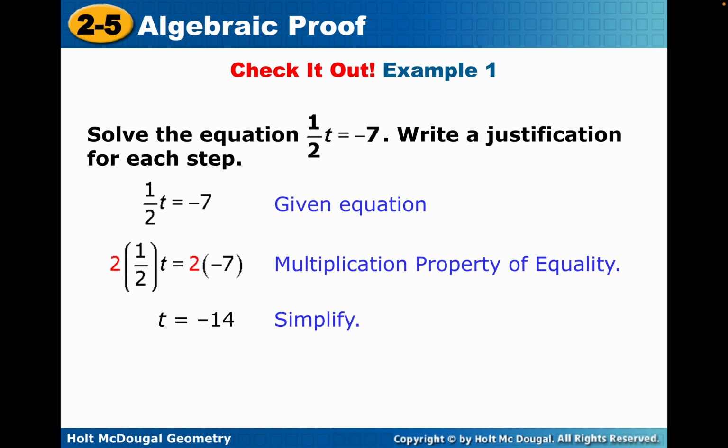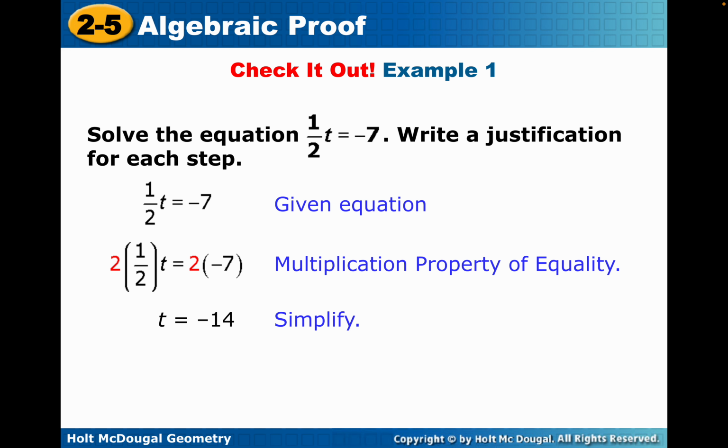Here's another one. We're not going to write this one down, but we have to solve the equation: half of t equals negative 7. We have to write our given right away, so you just put that equation in as your first step. Then on your next step, to get rid of the half, we're going to multiply both sides by 2. That would be an example of the multiplication property. And then we just simplified to get that answer.